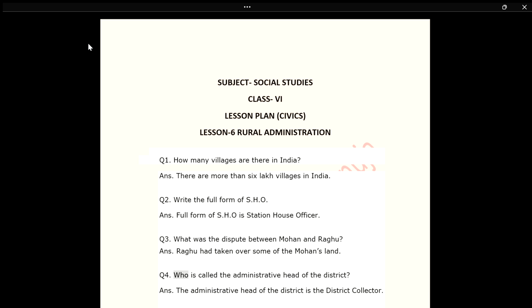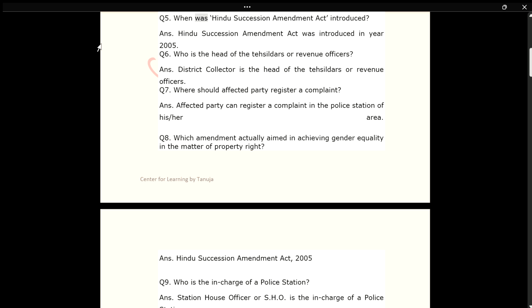Q4. Who is called the administrative head of the district? Ans. The administrative head of the district is the District Collector. Q5. When was Hindu Succession Amendment Act introduced? Ans. Hindu Succession Amendment Act was introduced in the year 2005.